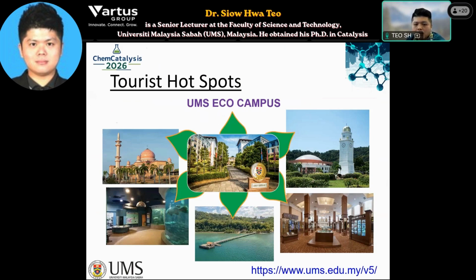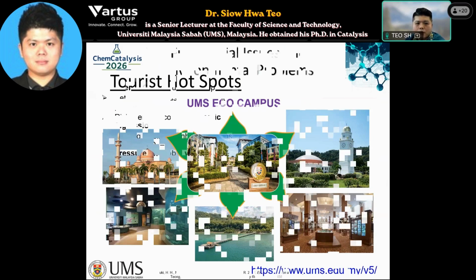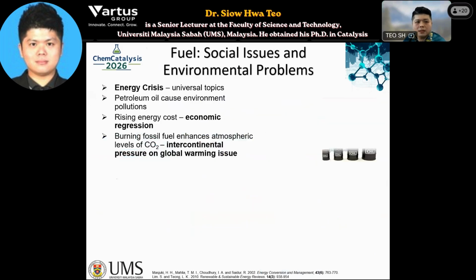Currently, UMS consists of 10 faculties offering a wide range of undergraduate and postgraduate programs. I'm affiliated with the Faculty of Science and Technology, where my research focuses on catalysis and renewable energy. Okay, let's move to the topic today.